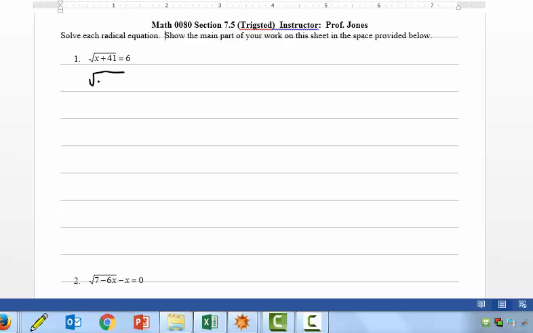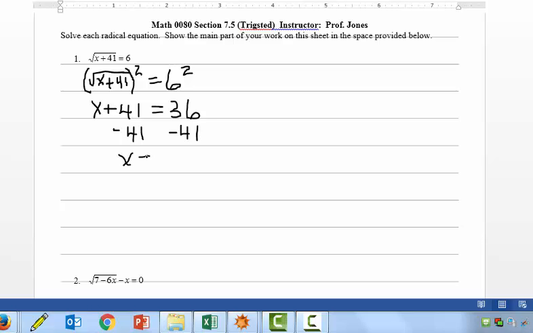Once we have the radical isolated, we want to raise both sides of the equation to the power which is equal to the index. Since the index is 2 here, we're going to raise both sides to the power of 2. So that eliminates the radical on the left, and I get x plus 41. And on the right, I get 36. So I solve this for x, and I get x is equal to -5.